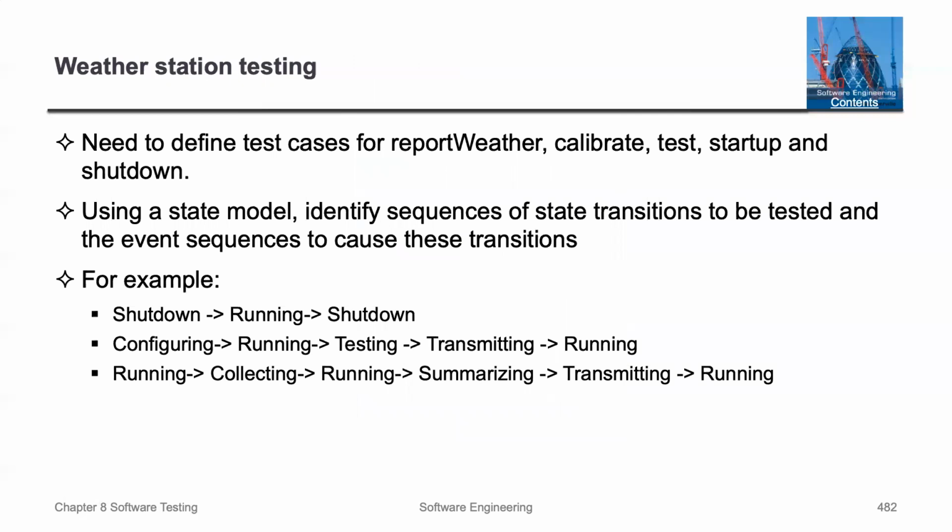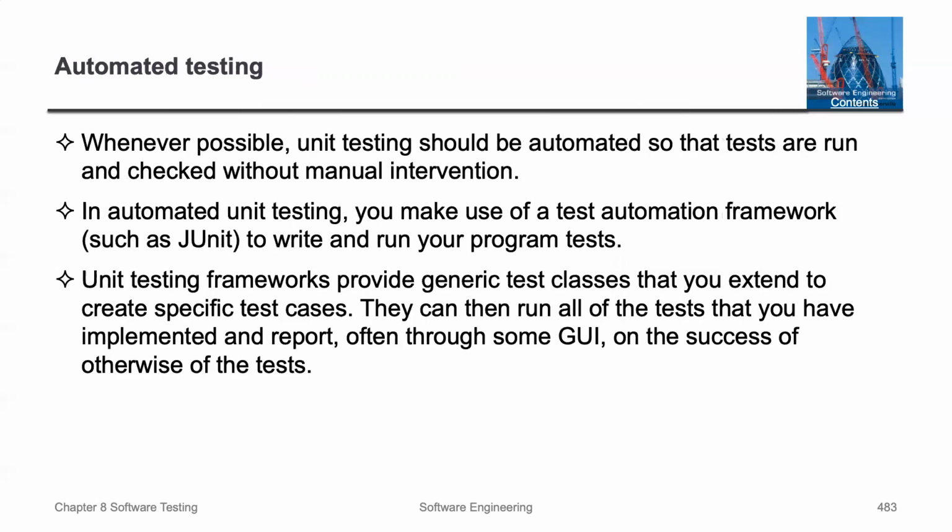For the weather station testing, you need to define test cases for weather report, calibrate, test, startup, and shutdown. Using a state model, identify a sequence of state transitions to be tested and the event sequence to cause these transitions. For example, you can go from shutdown, running, to shutdown. You can go from configuring, running, testing, transmitting, and running. And so you can see these various ways: running, collecting, back to running, summarizing, transmitting, and running. So the ability to go from state to state.